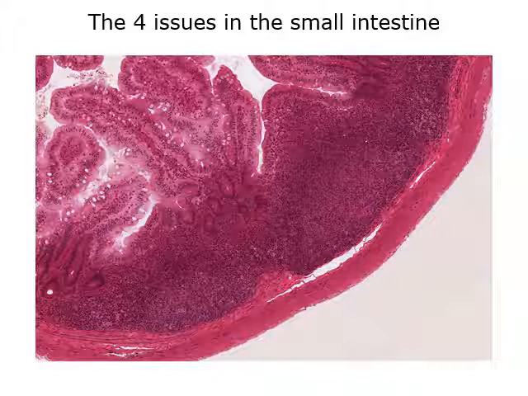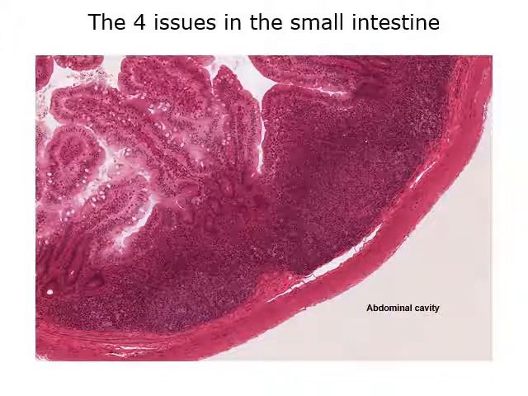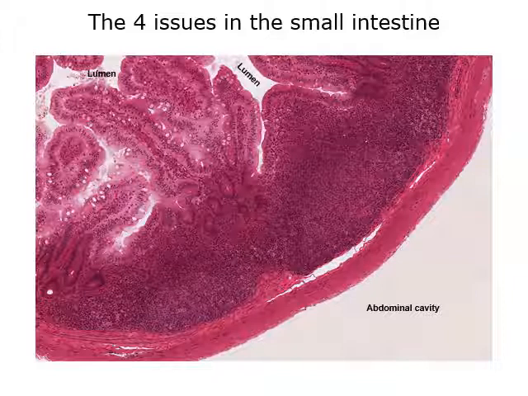So to get oriented, the abdominal cavity is found at the bottom of the slide, and you will see this label appear dramatically on the bottom right. This is inside the body. The lumen is the small opening at the top. This is topologically outside the body and where food, which is called chyme at this point, would be found.